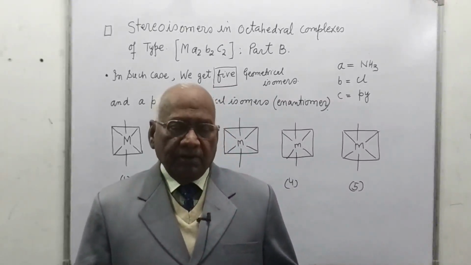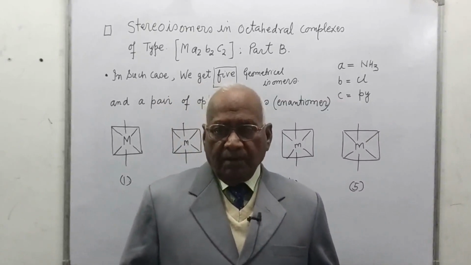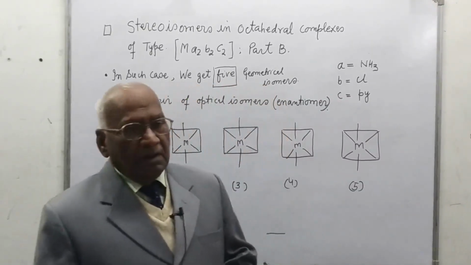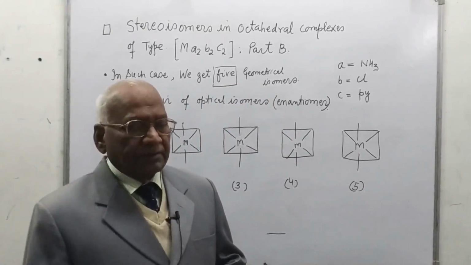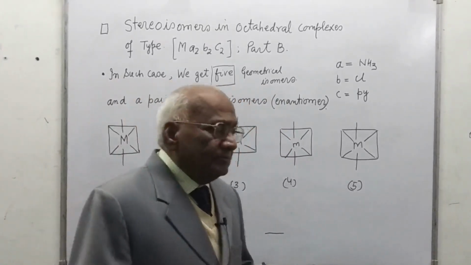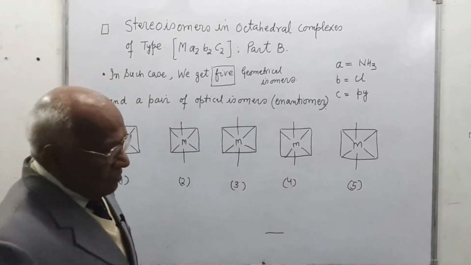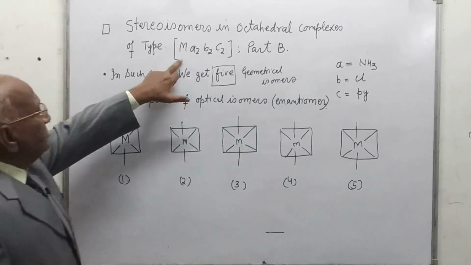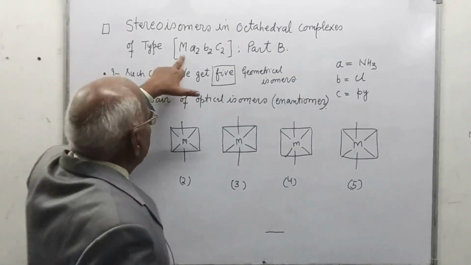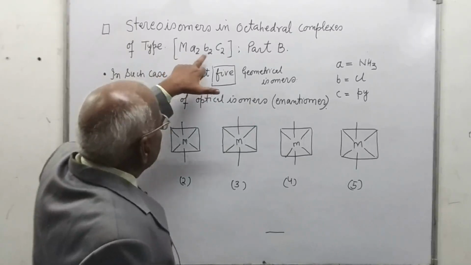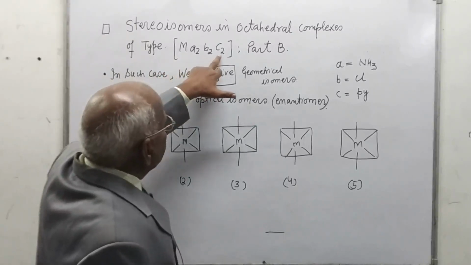Students, I am going to discuss the number of stereoisomers in octahedral complexes. I have chosen an octahedral complex of this composition: M, the central metal atom, with two A ligands, two B ligands, and two C ligands.